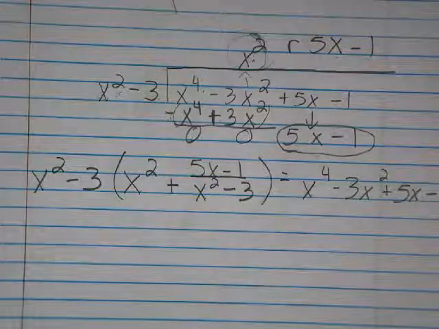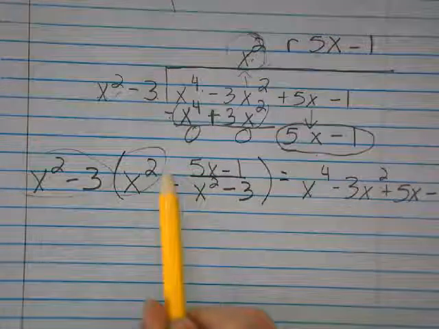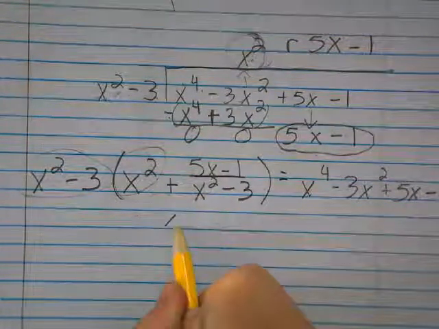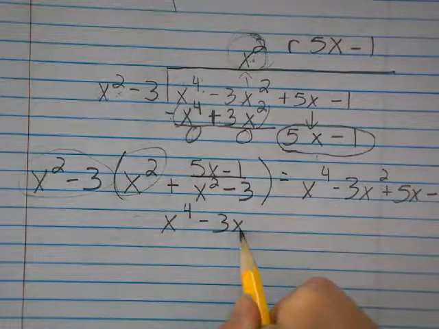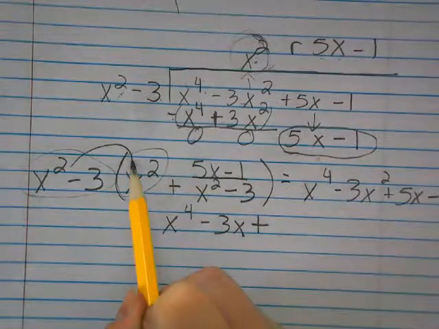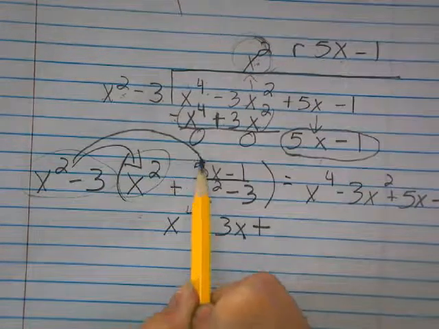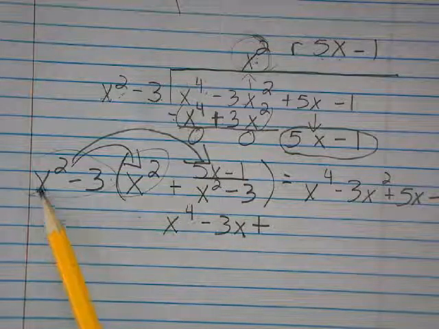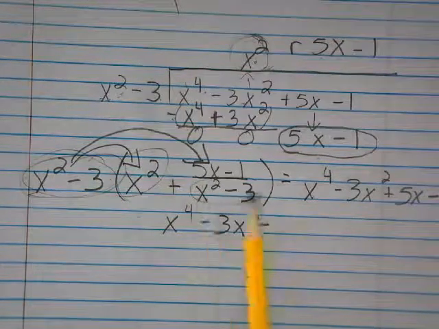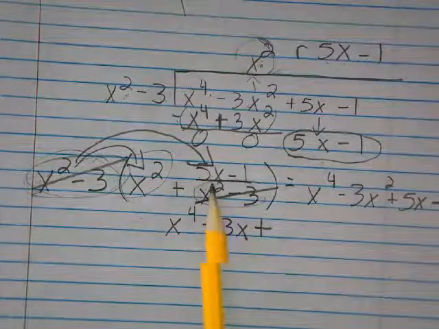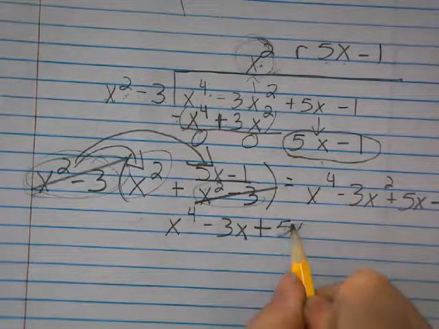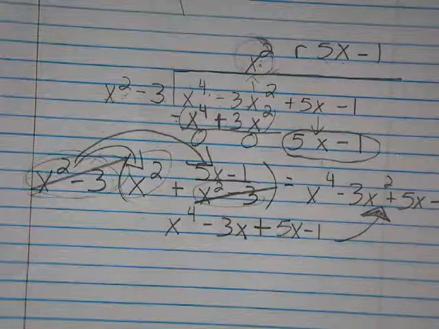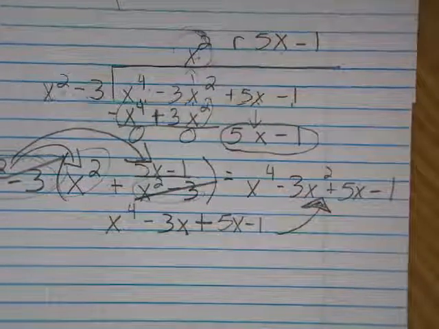So does that work? x squared minus 3 times x squared. I know for sure that I've already done that up here, that gets me x to the 4th minus 3x squared. Plus, right, I'm distributing it, so I need to multiply this times that second term. Well, if this here is the same as the denominator here, those are going to cancel out. So what I have left is 5x minus 1. So that, in fact, works and gives me back the original equation.